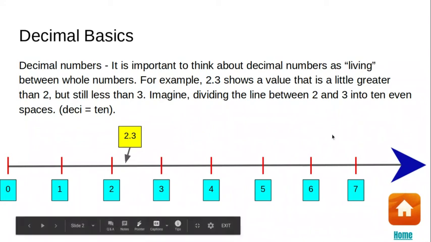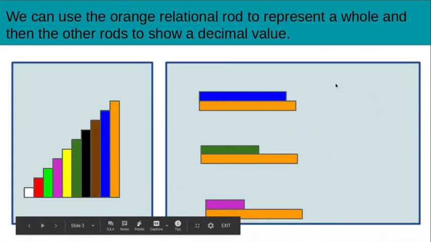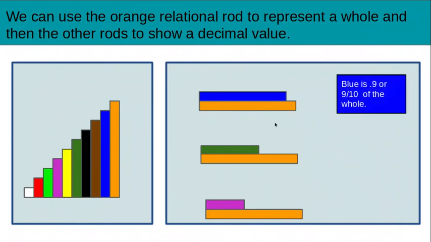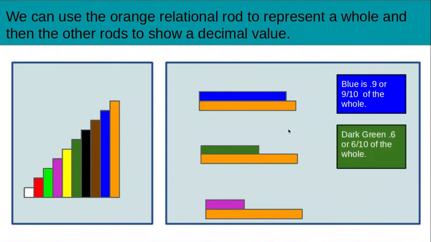So we can use orange relational rods to represent a whole, and then the other rods to show a decimal value. And this is very good for simple decimals. So here the orange rod represents the whole, and the blue is 0.9 or 9/10 of the whole. With this one, the green, the dark green rod as opposed to the light green rod over here, is 0.6 or 6/10 of the whole.